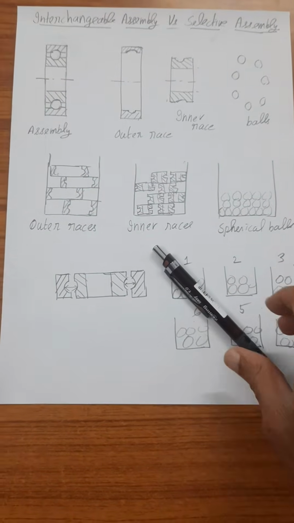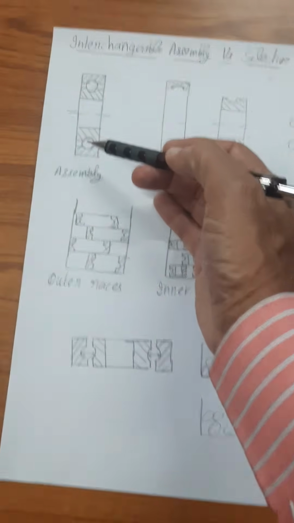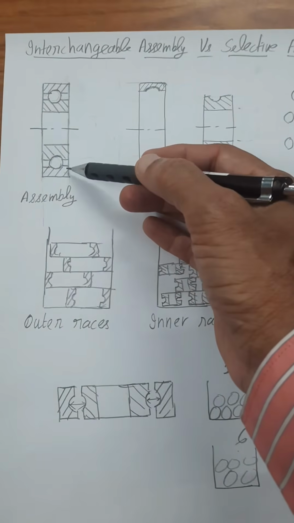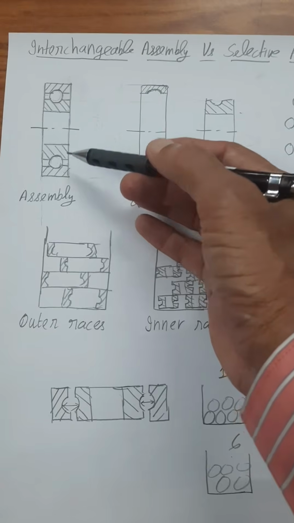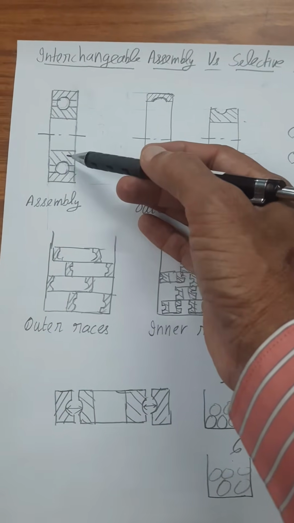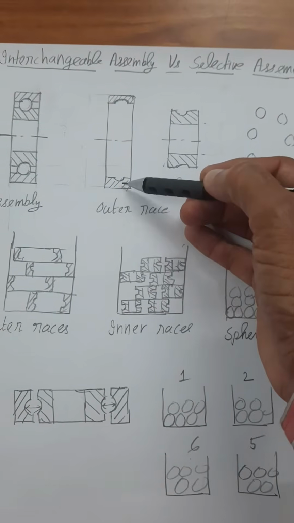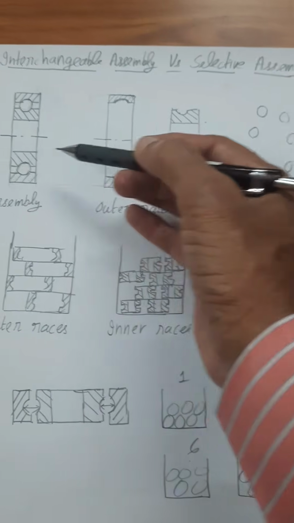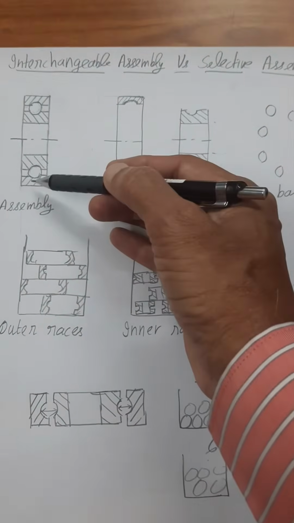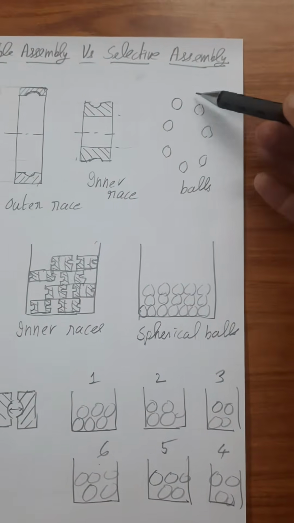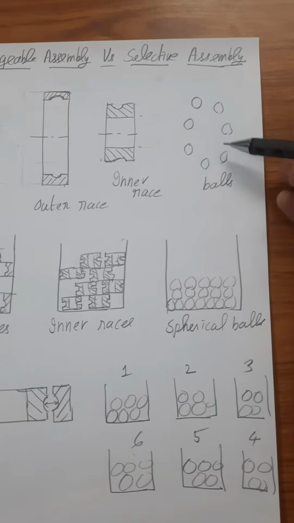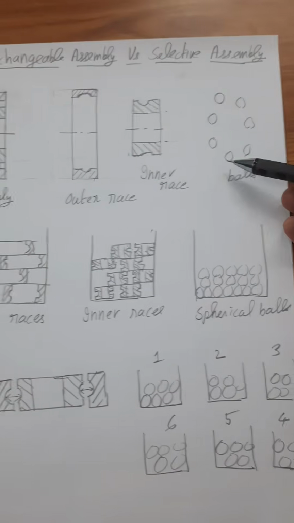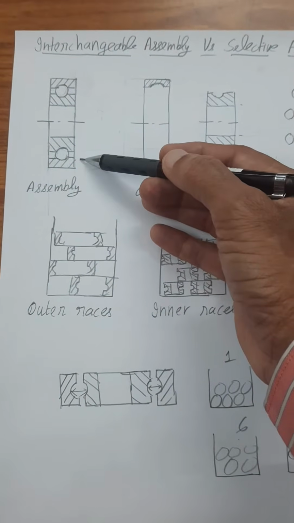selective assembly. I have taken an example of a ball bearing assembly for discussing the difference between interchangeable assembly and selective assembly. This ball bearing assembly consists of three parts: an outer ring or outer race, that is shown here, then the inner race, and the balls. Depending upon the need, we have to decide the number of balls. So these three parts are assembled together to form a ball bearing assembly.